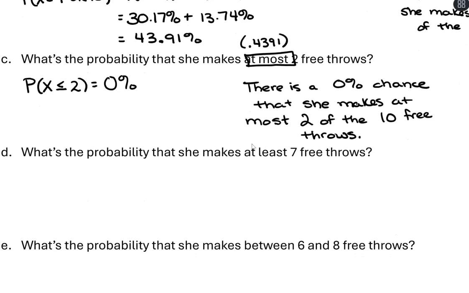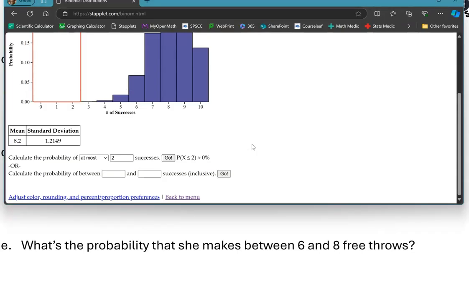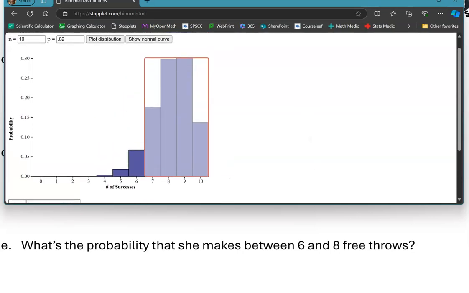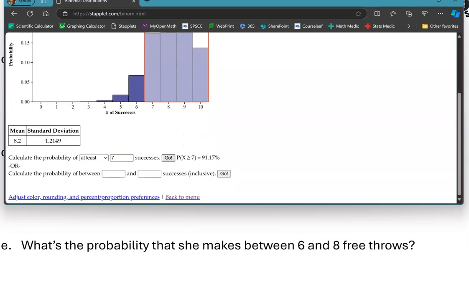All right, what's the probability that she makes at least 7? So 7 should be our smallest number. So we want to see the probability that x is more than or equal to 7. So with that, we'll go here. We're going to go at least, and then 7, go. And we're seeing 91.17%, and we can see that highlighted region that we're starting at 7 and going up above. So it's just nice to have that visual matching up with the calculation piece.